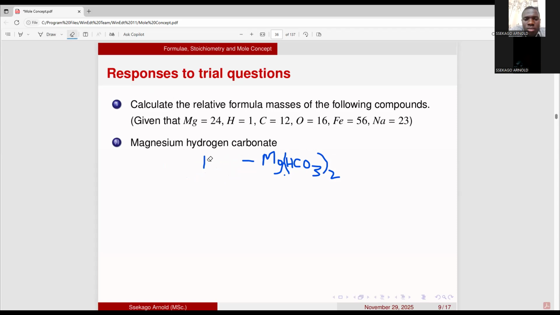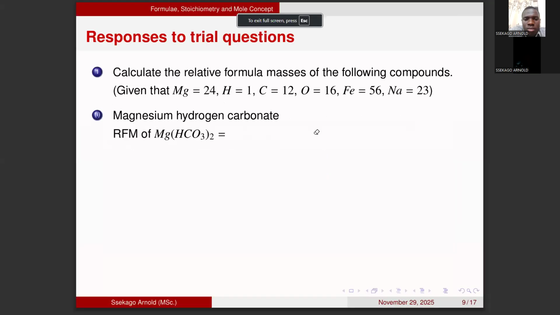Having noticed how magnesium hydrogen carbonate is formulated, now we can look at how its RFM is determined. So RFM of magnesium hydrogen carbonate is equal to Mg(HCO3)2. This 2 comes from magnesium. So you need to know how to formulate the formula of a given compound. Therefore, Mg is 24.